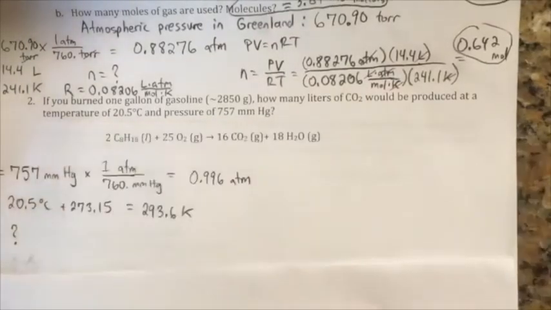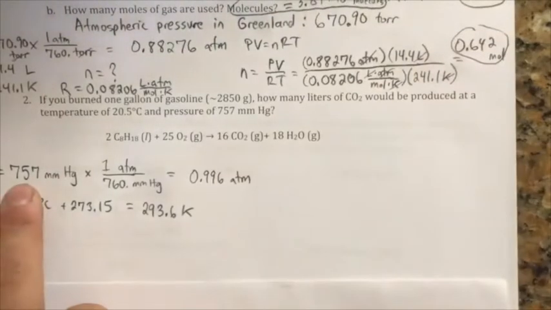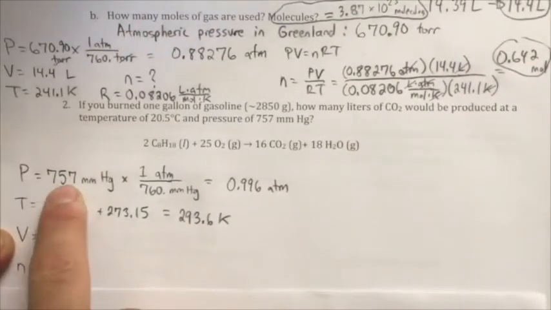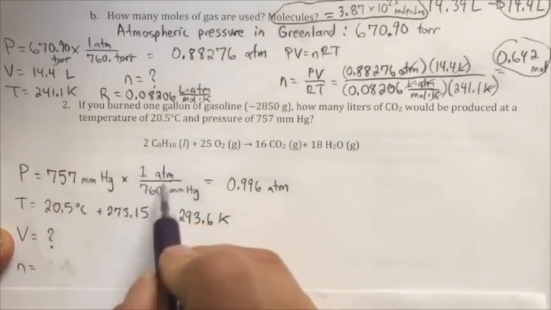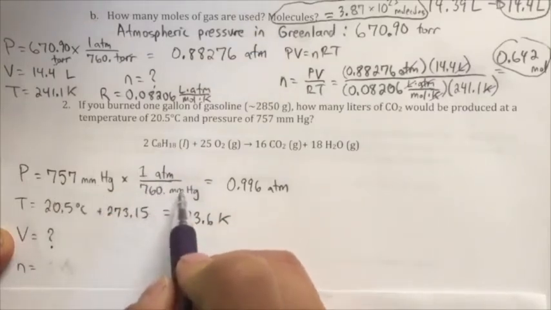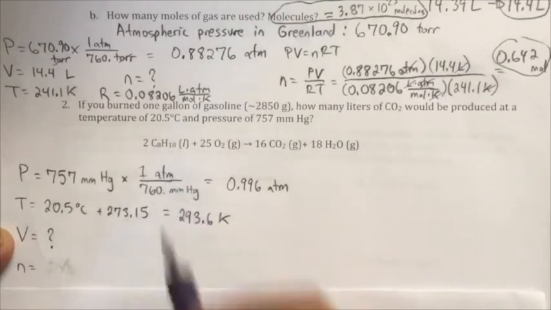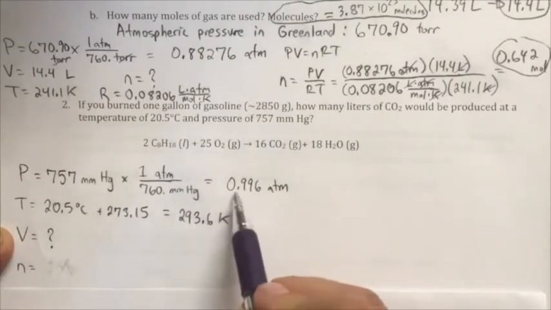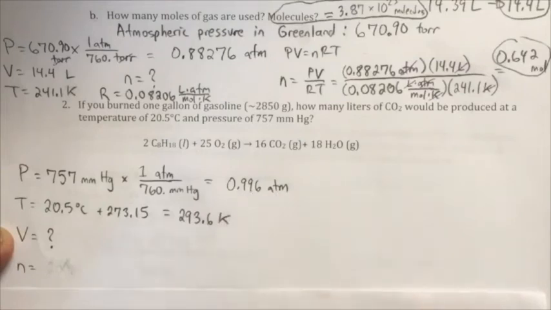Okay. My pressure is 757 millimeters mercury. So I can times that by 1 atm over 760 millimeters mercury. And remember, this is an exact conversion, so it will not limit our sig figs. And I get 0.996 atms.